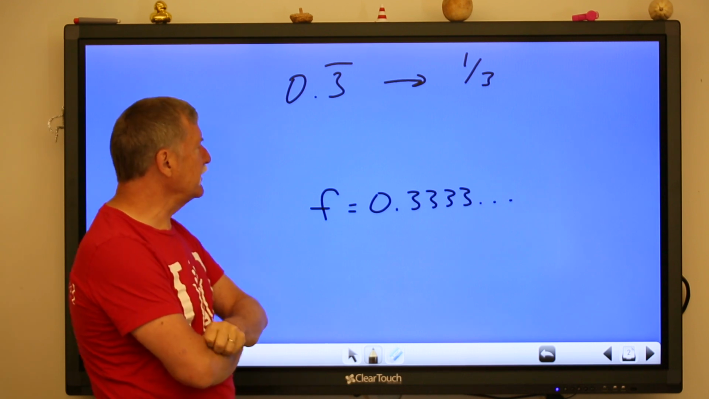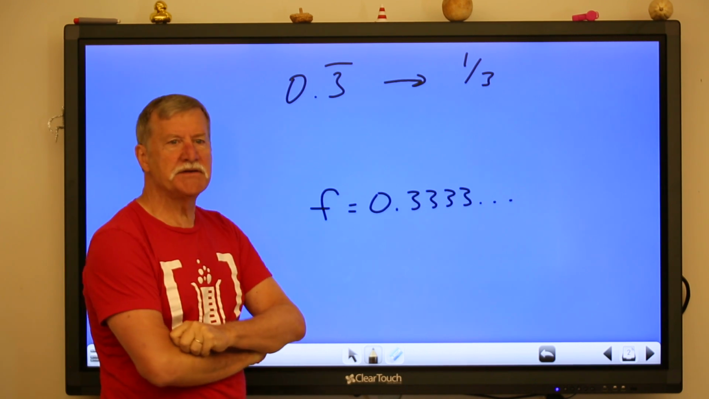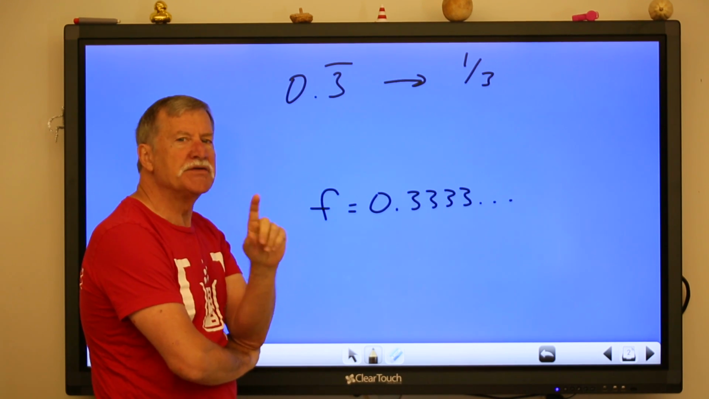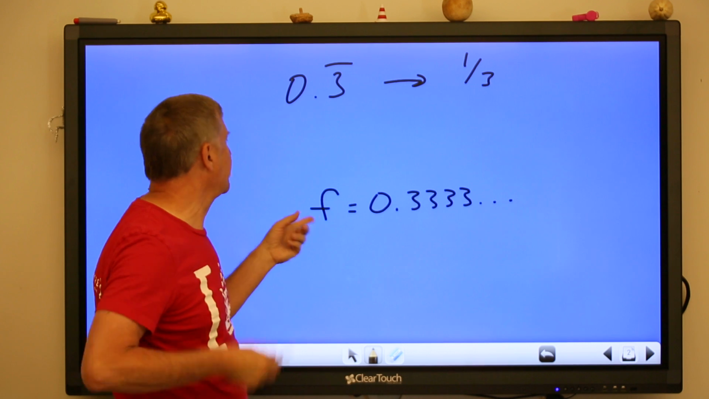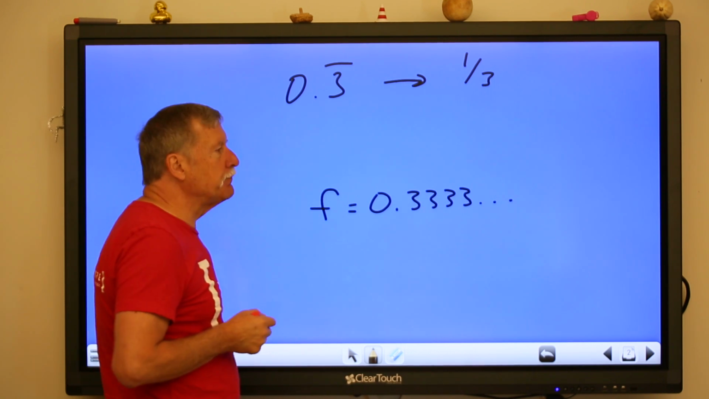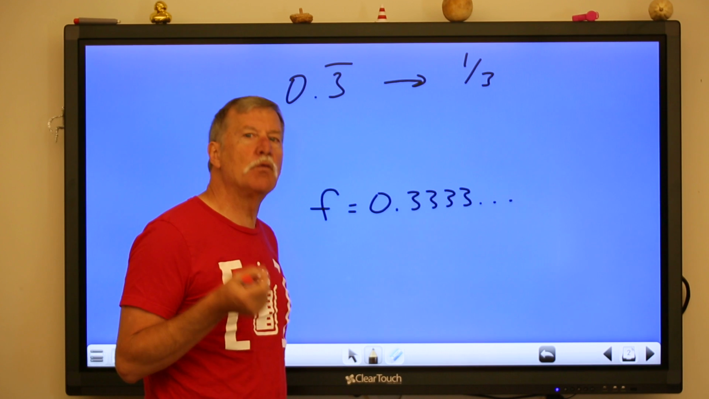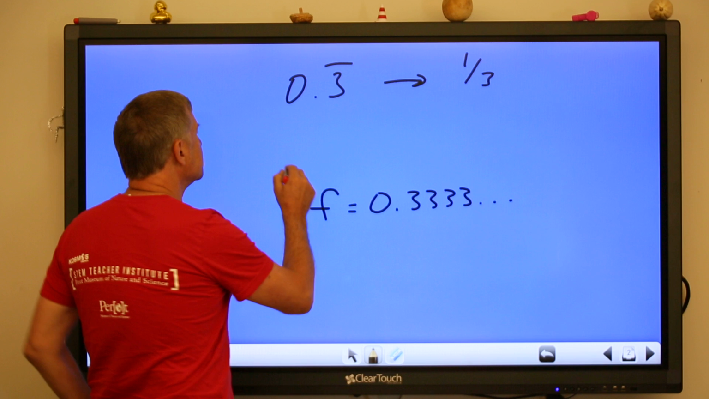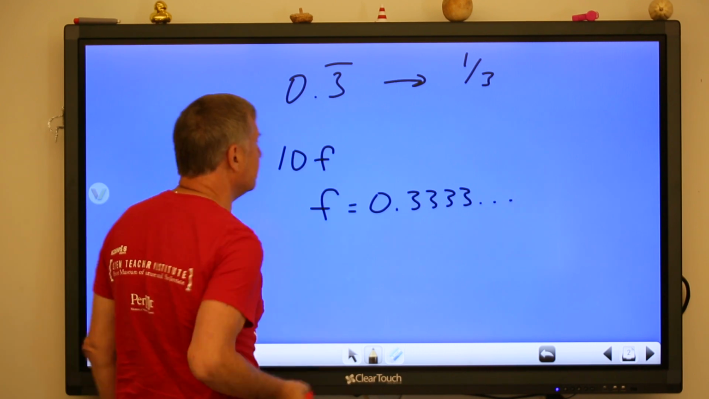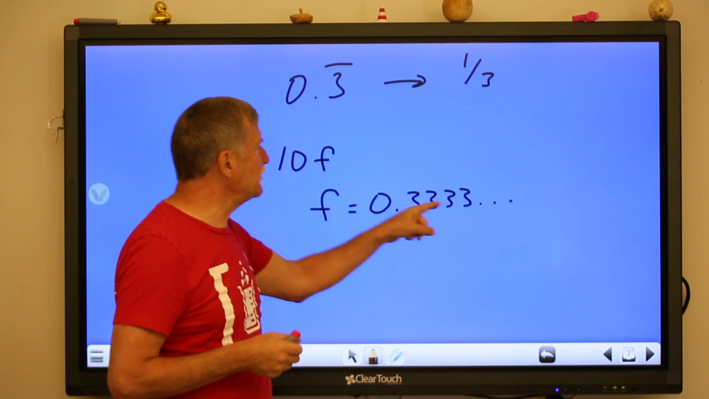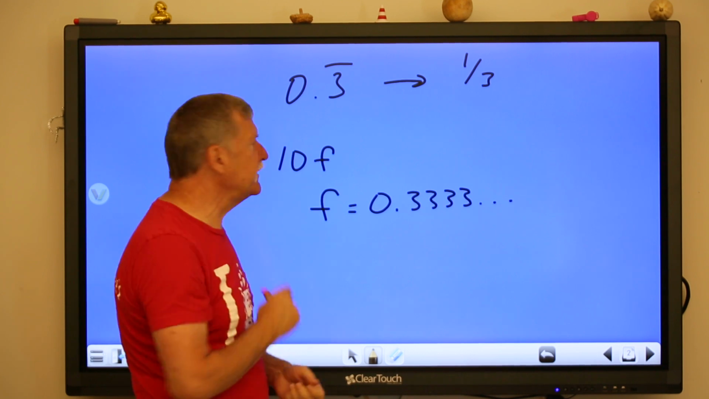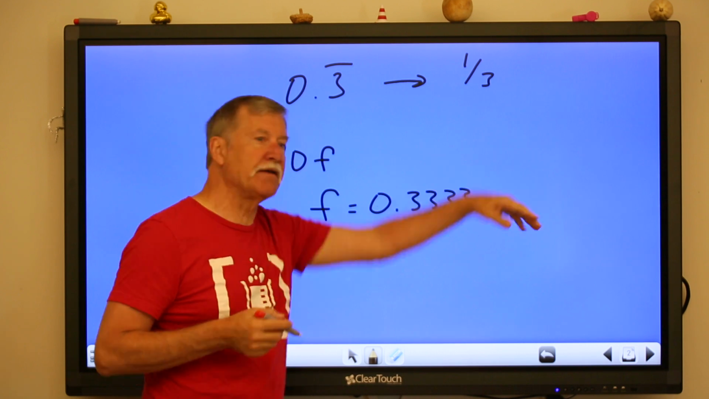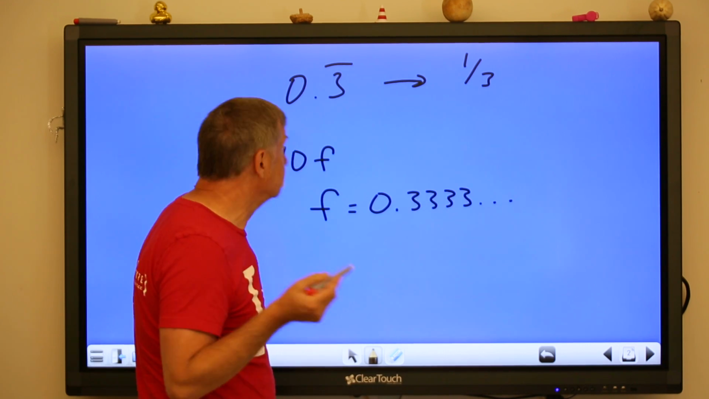Then we're going to look at that and say, how many digits are repeating? And we see that there's a bar over one digit. So the trick is we're going to take this fraction, whatever it is, and multiply it by a power of 10 with one 0 because there's one repeating digit. In other words, we're simply going to write 10 times f. And if I multiply 0.33333 off into infinity times 10, all I've really done is move the decimal point over, and I still have a whole bunch of repeating digits, right?